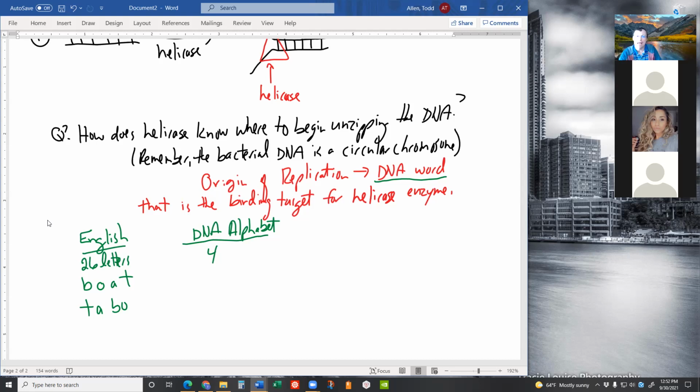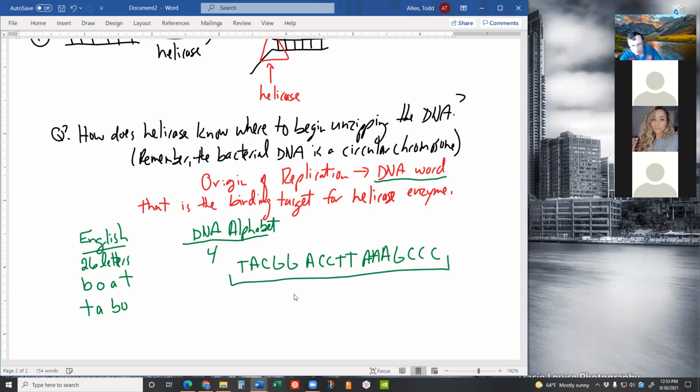Okay, so in the same way, when you have a stretch of DNA like the origin of replication, and I honestly don't have the origin of replication sequence memorized, that's too much. But for example, this might be an example of a DNA word that could be the origin of replication. It's kind of like hippopotamus, right? It's a big, long word, but this could be the DNA origin of replication.